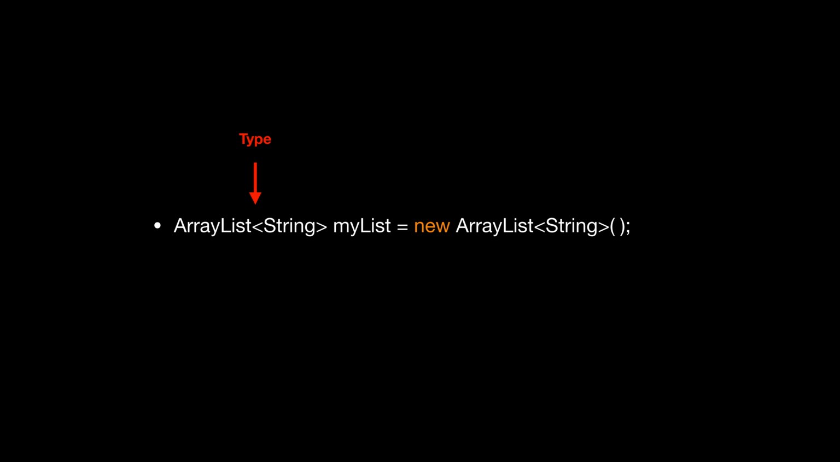The first thing that we want is to declare the type. So I want an array list that holds some strings. That array list is going to be called my list. And we want to tell the computer to make that actual list and store it in that variable.